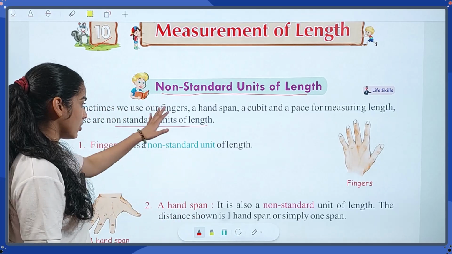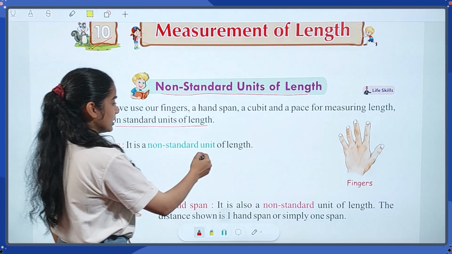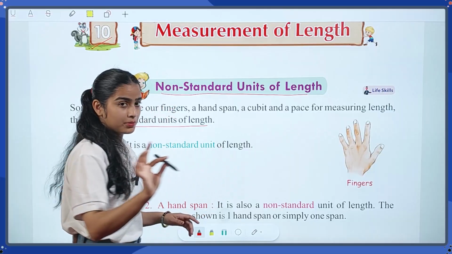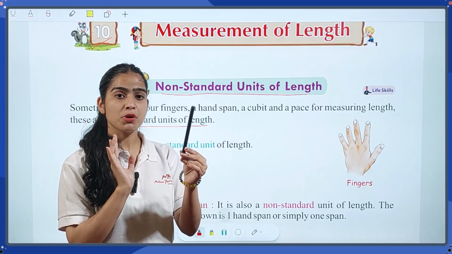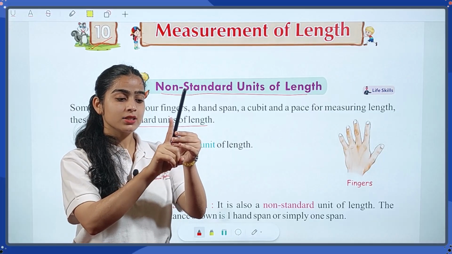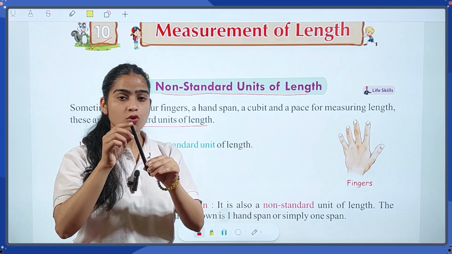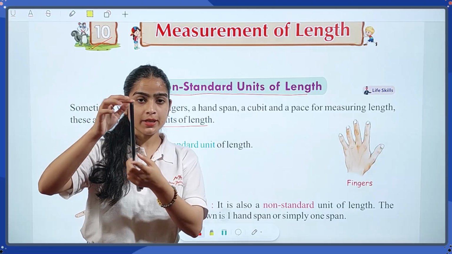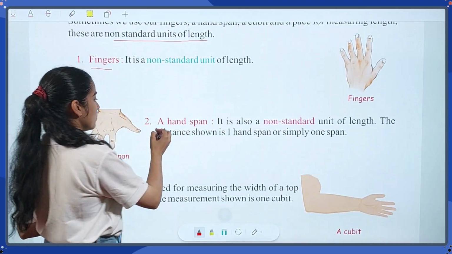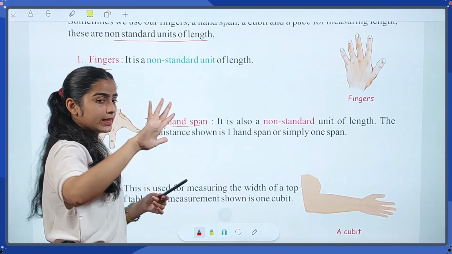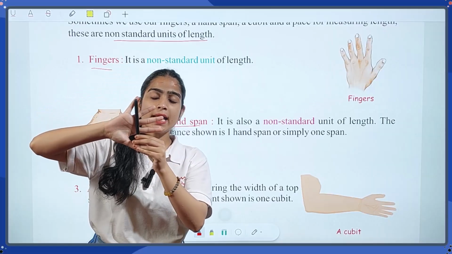So what do we call them? Non-standard units of length. First of all, the finger. It is a non-standard unit of length. For example, if I want to measure this pen with the help of my finger, like this, one finger, then two fingers. So this pen would be almost two fingers long. But if I want to measure it with a handspan, I can simply take my handspan like this and measure it. So now it is equal to my handspan.